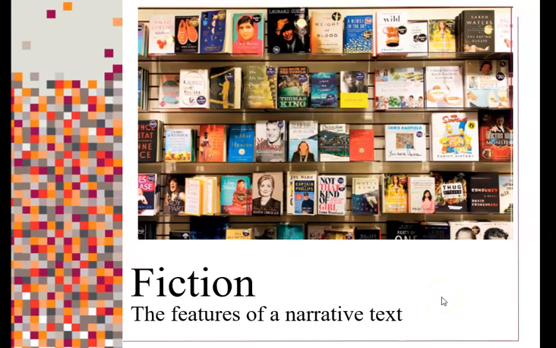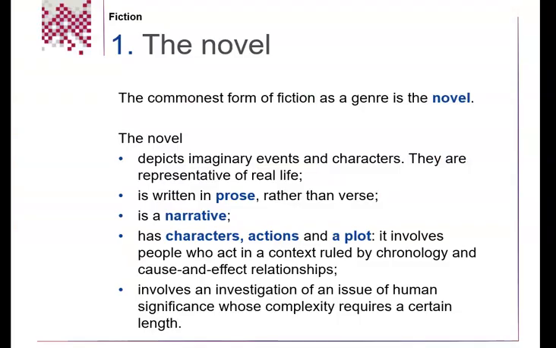So let's have a look at how to analyze fiction. So, the features of a narrative text. The commonest form of fiction as a genre is the novel. The novel depicts imaginary events and characters. They are representative of real life. It is written in prose rather than verse. It is a narrative, so it narrates a story. It has characters, actions, and a plot.